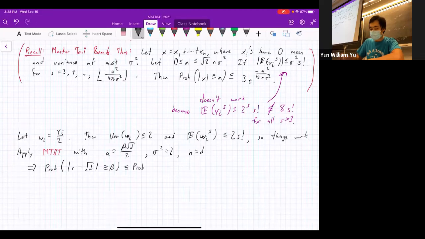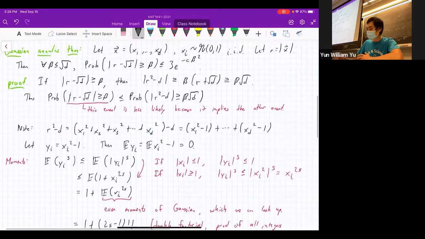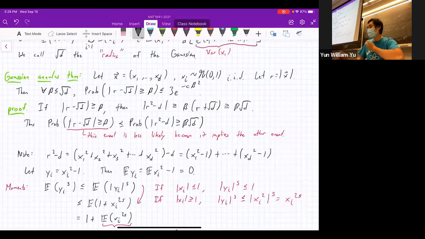the probability that happens is less than or equal to the probability that w1 plus dot dot dot plus wd is greater than or equal to beta root d over 2, which is less than or equal to 3e to the minus beta squared d over 48 times d times 2, which is just equal to 3e to the minus beta squared over 96. And so here, let's prove the theorem, because what we needed is just some constant c. So the constant c ends up being 1 over 96.